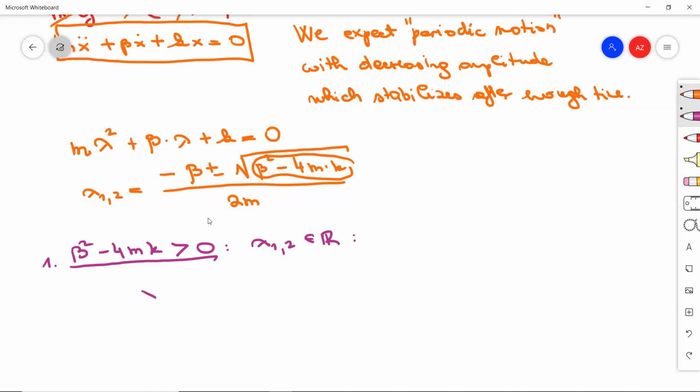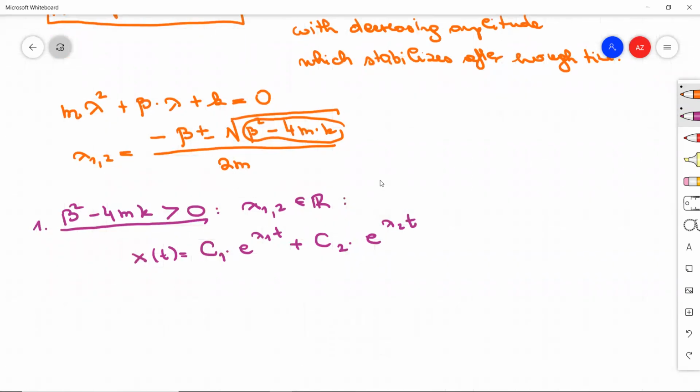And the general solution will be x of t is c1 times e to lambda 1t plus c2 times e to lambda 2t. Okay, this is the solution if the discriminant is bigger than 0. We claimed above that x of t should go to 0. We expect that x of t will go to 0 as t goes to infinity. Why is this true?